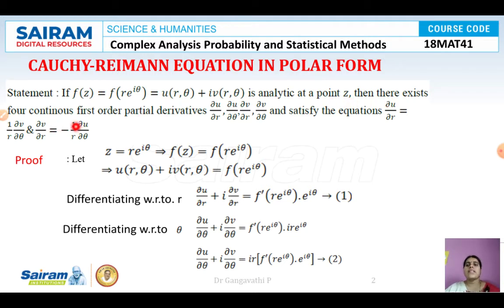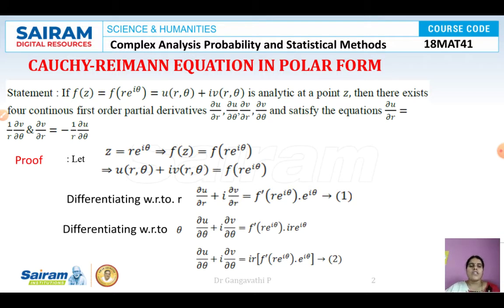Then there exist four continuous partial derivatives, which are dou u by dou r, dou u by dou theta, dou v by dou r and dou v by dou theta, satisfying the equations that dou u by dou r is equal to 1 by r dou v by dou theta and dou v by dou r is equal to minus 1 by r dou u by dou theta. So this is the result that we have to prove.